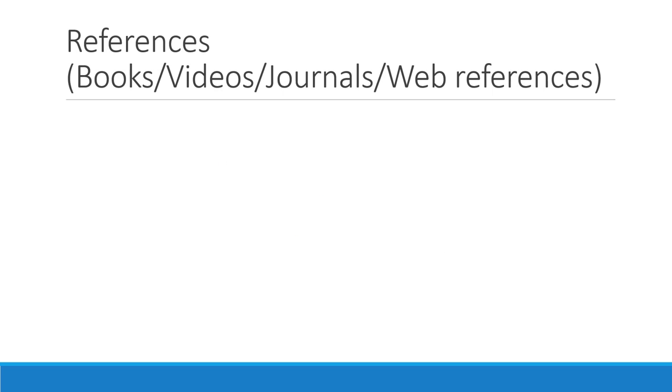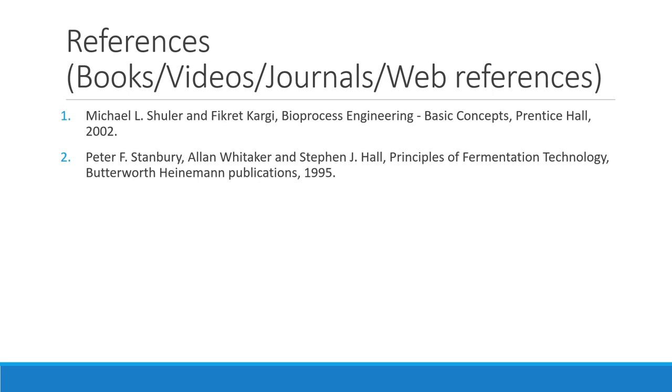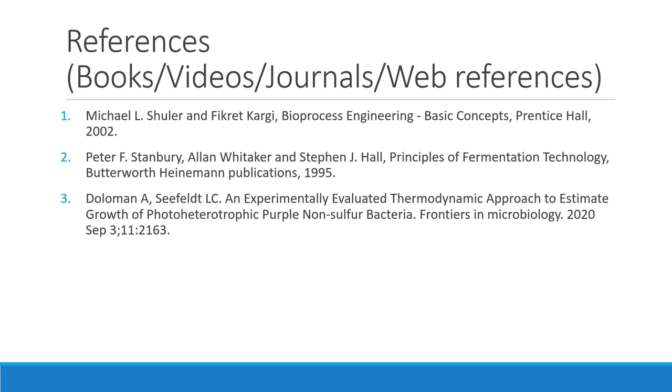are Bioprocess Engineering by Shuler and Kargi, Principles of Fermentation Technology by Stanbury, and the technical paper published in Frontiers in Microbiology. Summarize. In today's class, we have discussed in detail the importance of various biochemical parameters that affect the growth pattern and product formation kinetics. Also, we have discussed in detail the heat of reaction and heat of conversion of a given substrate.